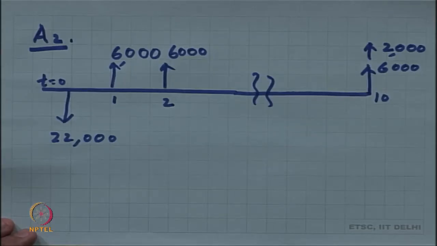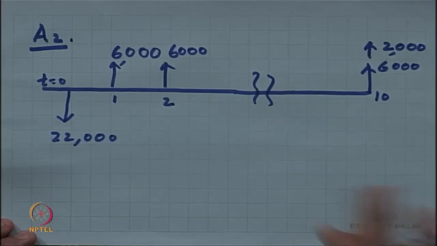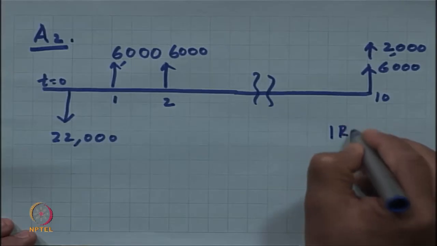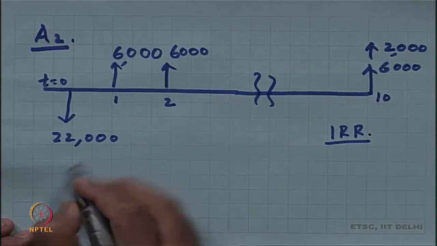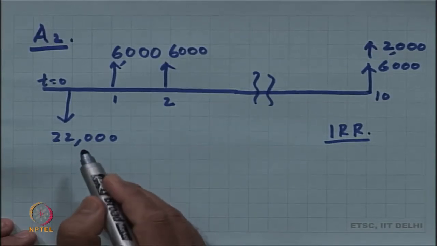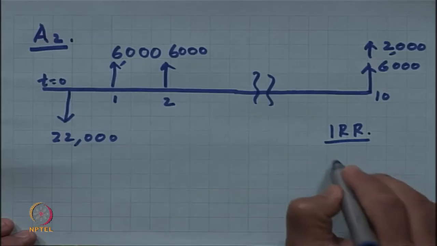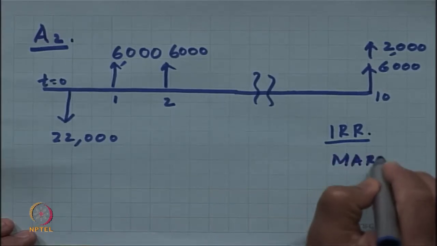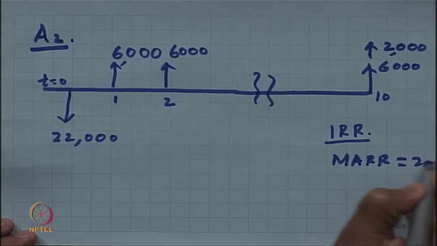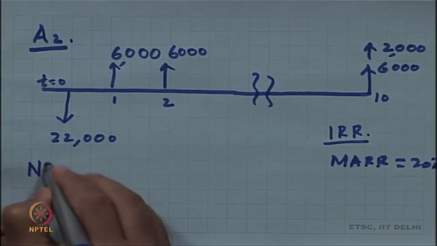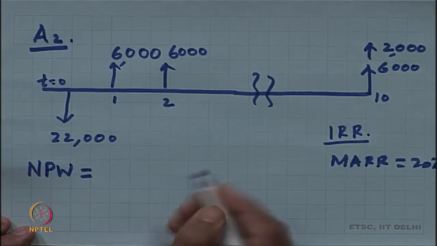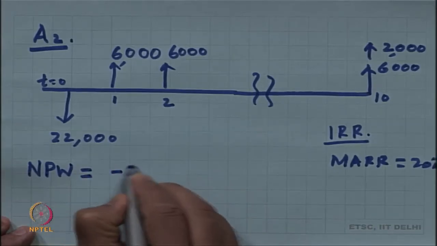In the second method, listen to me very carefully, instead of finding the exact IRR, I will simply find out whether the return that we are getting out of this project is more than the MARR of 20% or not. MARR is given to be 20%. So, for that I calculate the NPW for this particular alternative. As you know, NPW we can calculate it like this.